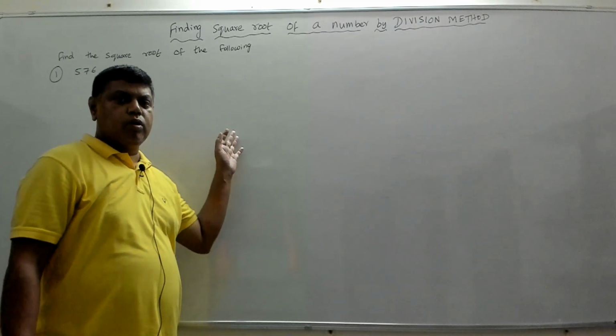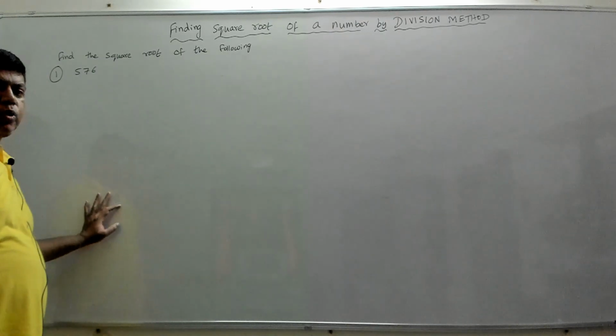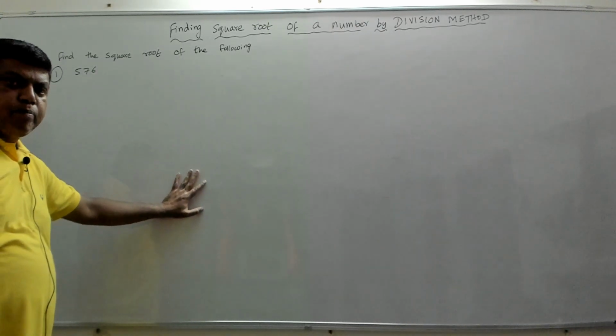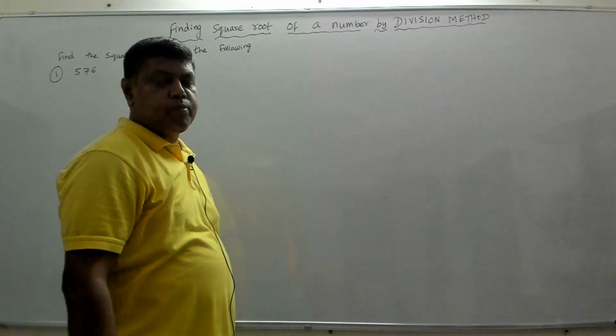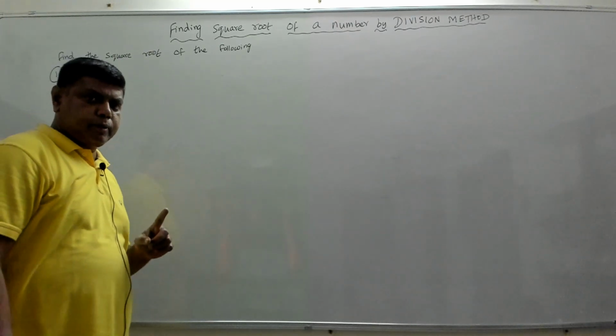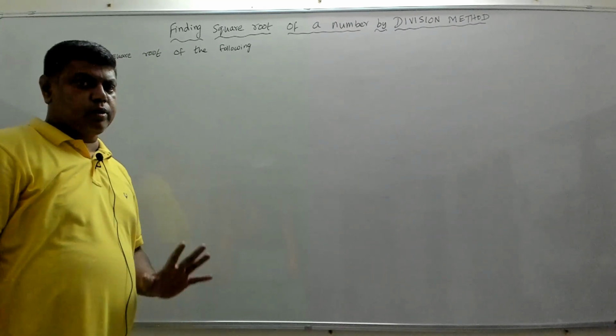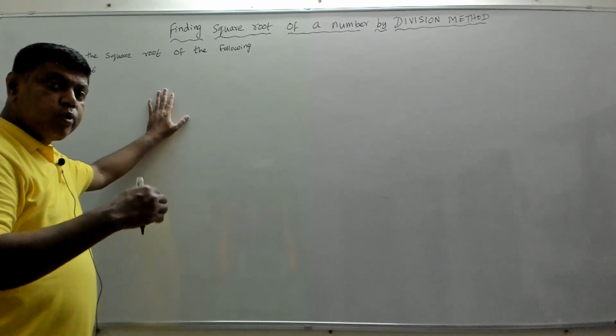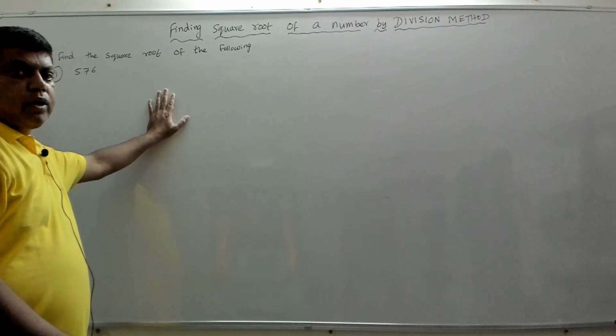In this video, we will learn how to find the square root of a number by using the division method. Now, how to find the square root of a number using the division method. We have two methods to find the square root of a number. One is the prime factorization method, the other one is the division method. And in this video, we will learn how to find the square root of a number using the division method.